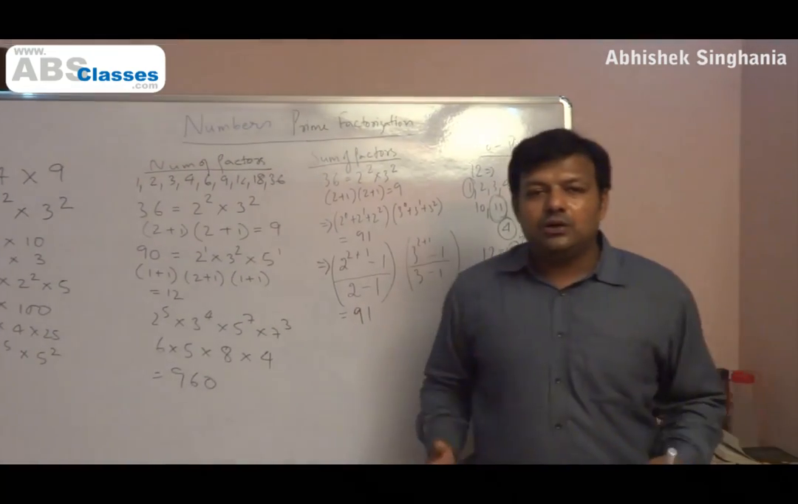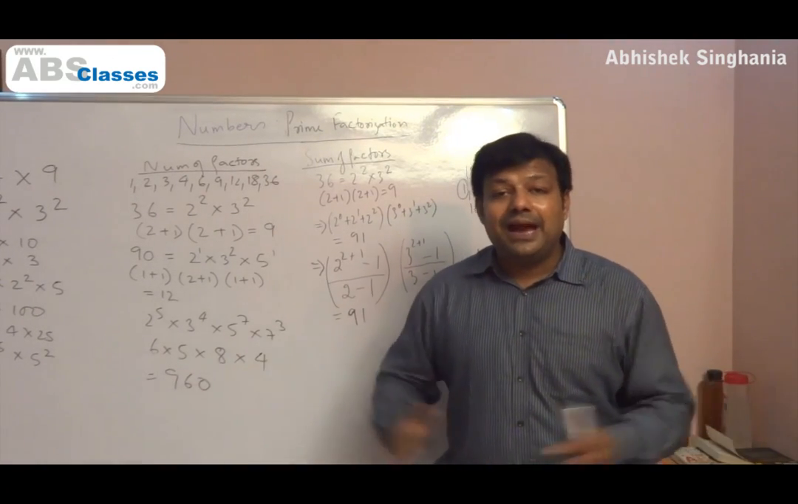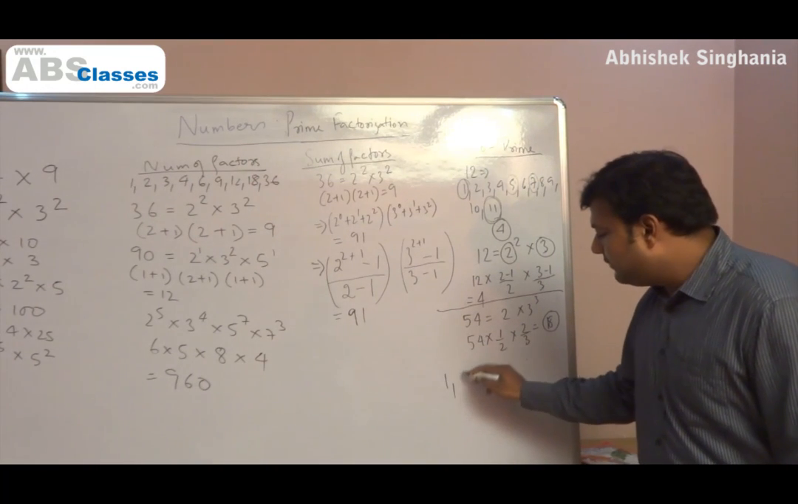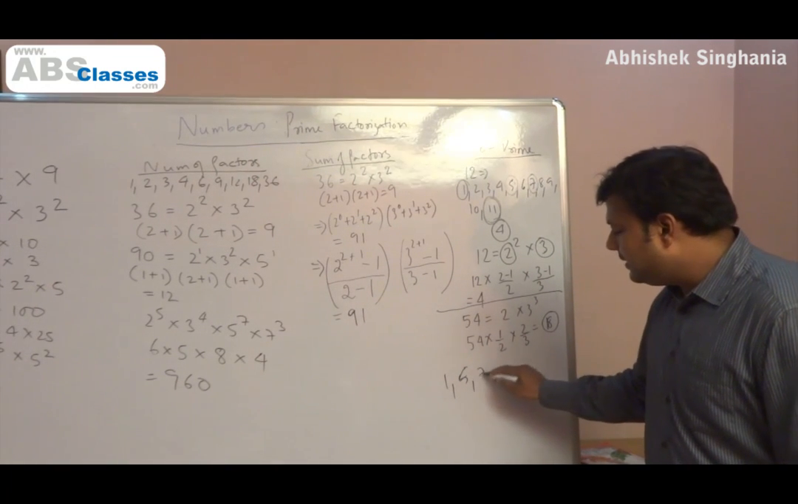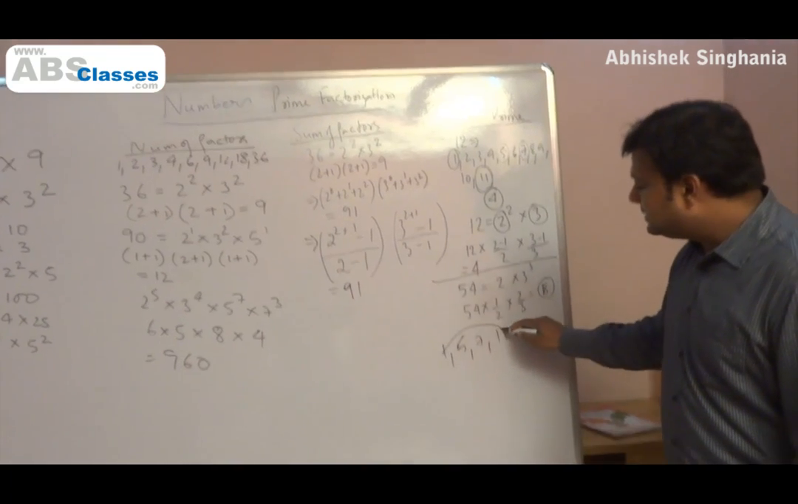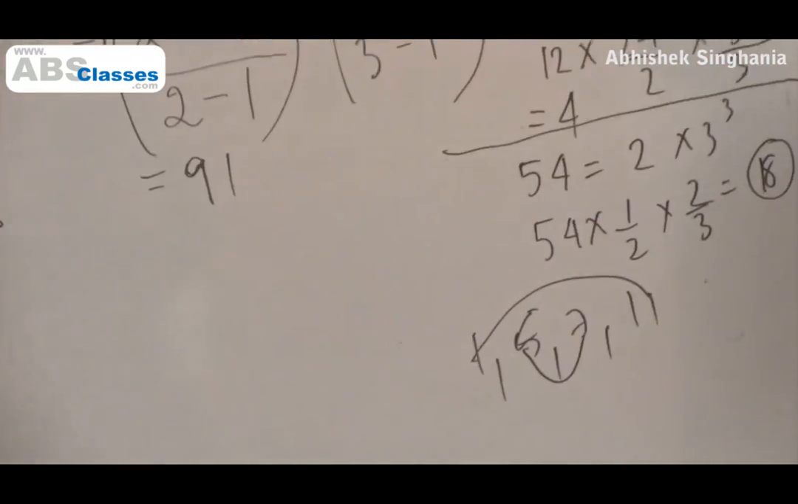I know that a particular number has x number of co-prime numbers less than it. But what happens if I add up all the co-prime numbers? Let's take the example of 12. We got 1, 5, 7 and 11 as co-prime numbers, right? Now you see something. 1 plus 11, 12. 5 plus 7, 12. Does it always work?